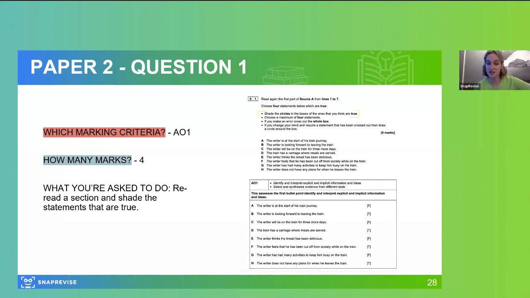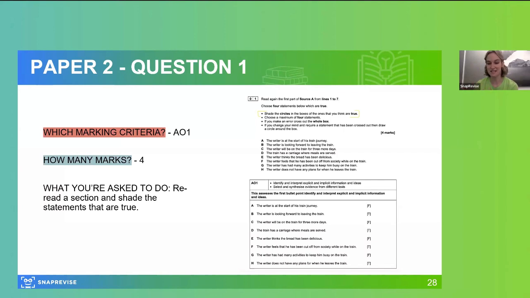It gives you the section that you're looking at, so it's lines 1 to 7, and then it gives you 8 statements, and you have to judge, based on your understanding of the text, whether or not you think something is correct. As you can see in the answer in the marking scheme, it goes FT, FT, FT, FT. So it's very, very simple. It's not always in that sort of a rhythm.